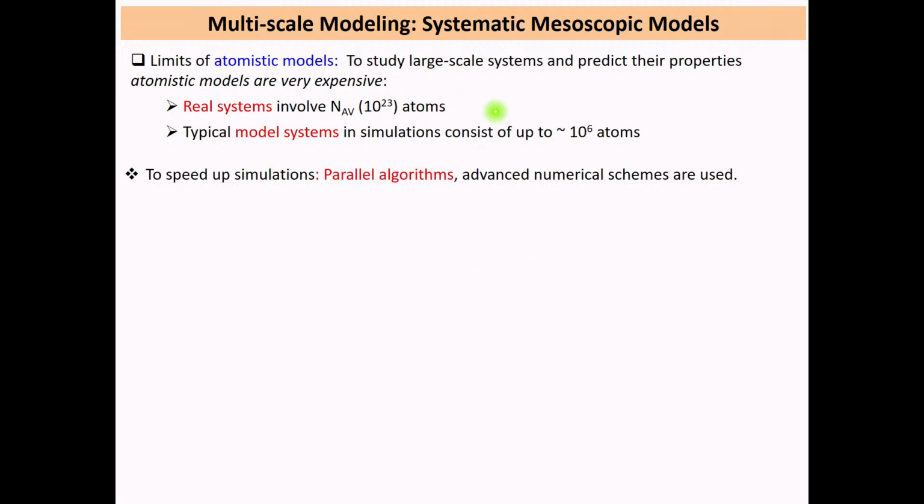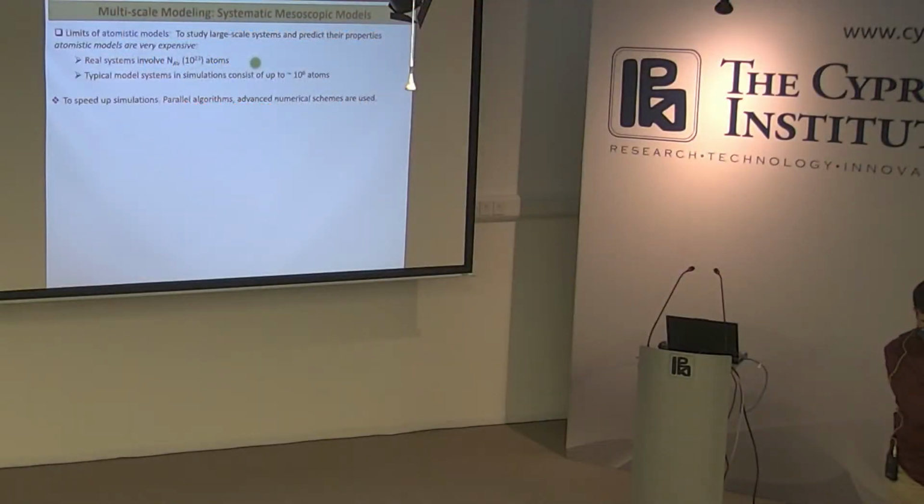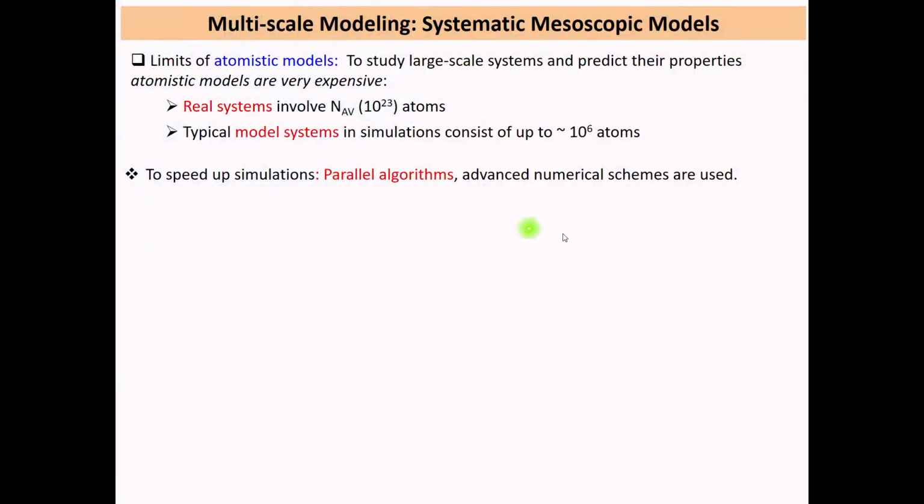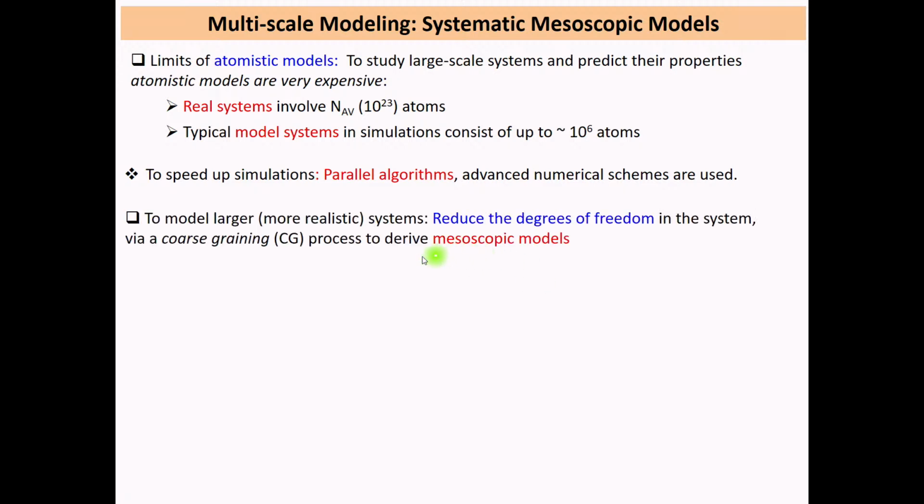So a way to overcome these difficulties, besides the obvious, is to use parallel algorithms and advanced numerical schemes. I will not say anything about that. We use all of them that have been developed in computational and numerical analysis in the last 50 years. There are many advanced techniques there. But besides that, another way to reduce the computational cost is simply to reduce the degrees of freedom in the system. This is a well-known technique. It's called dimensionality reduction in mathematical language.